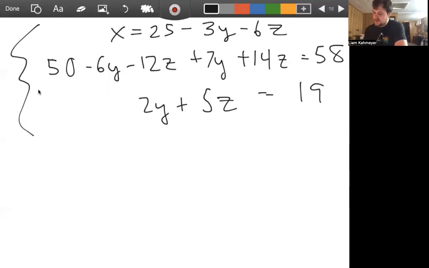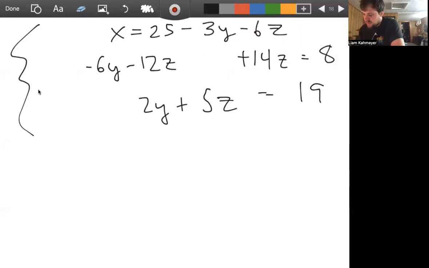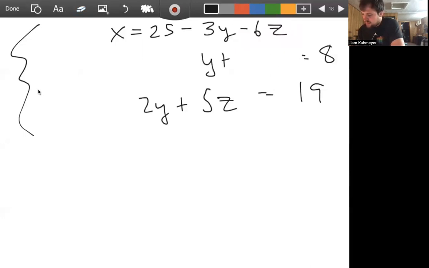equals 19, right? And then equation 2 here simplifies even more. You can see we subtract the 50 over, and then we have 58 minus 50. Well, that's just 8. And then we have negative 6y plus 7y. So that would just become 1. And then with z, we see we have 2z. So again, we end up with y plus 2z equals 8.